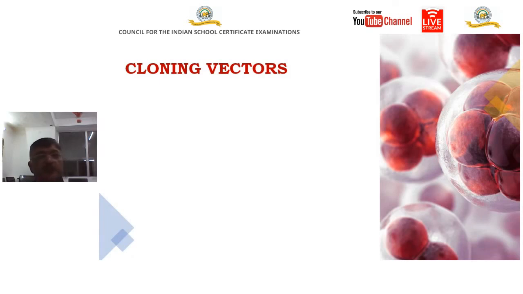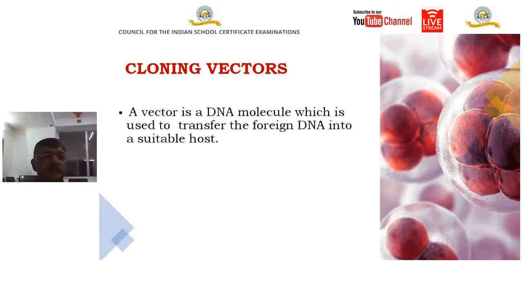So it is a cloning vector. A cloning vector is not an organism. This is actually a piece of double-stranded DNA, which is used to transfer the foreign DNA into the suitable host. We have a variety of cloning vectors. Depending on the size of the DNA and the product, all these things decide which vector we are going to select.